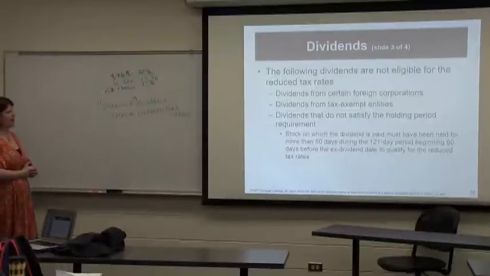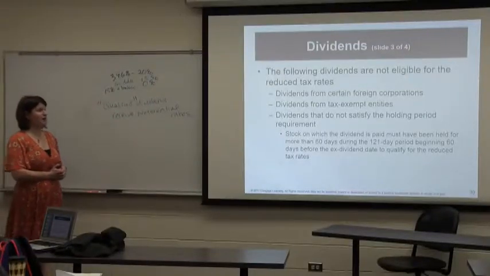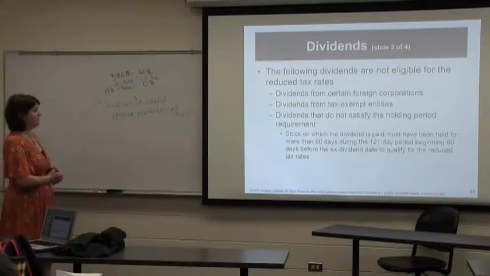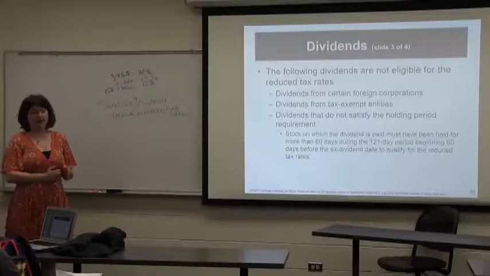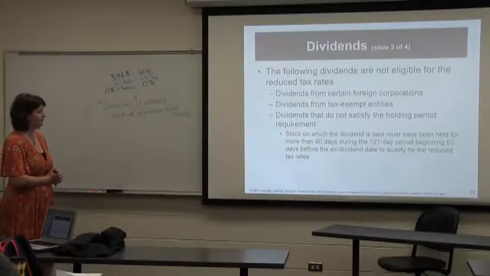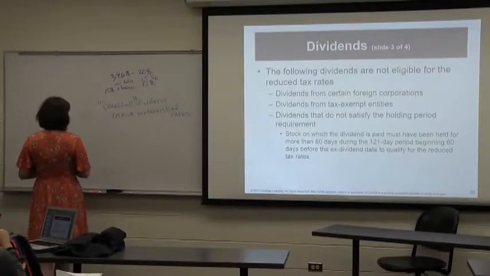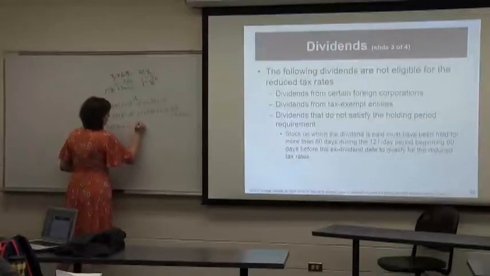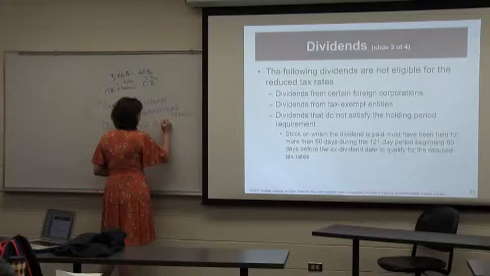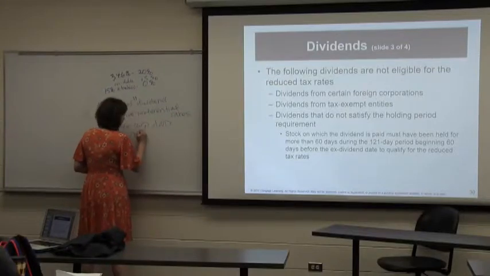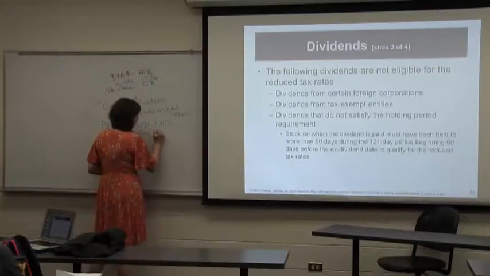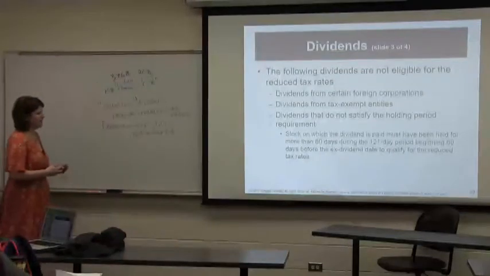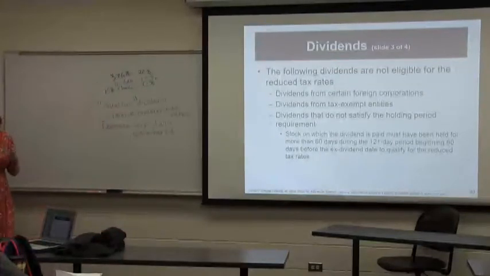First of all, it has to be a dividend from a domestic corporation. It cannot be a dividend from some tax-exempt organization. Okay, so it must be a domestic corp. And this is the big one, the holding period must be met. So what is the holding period?